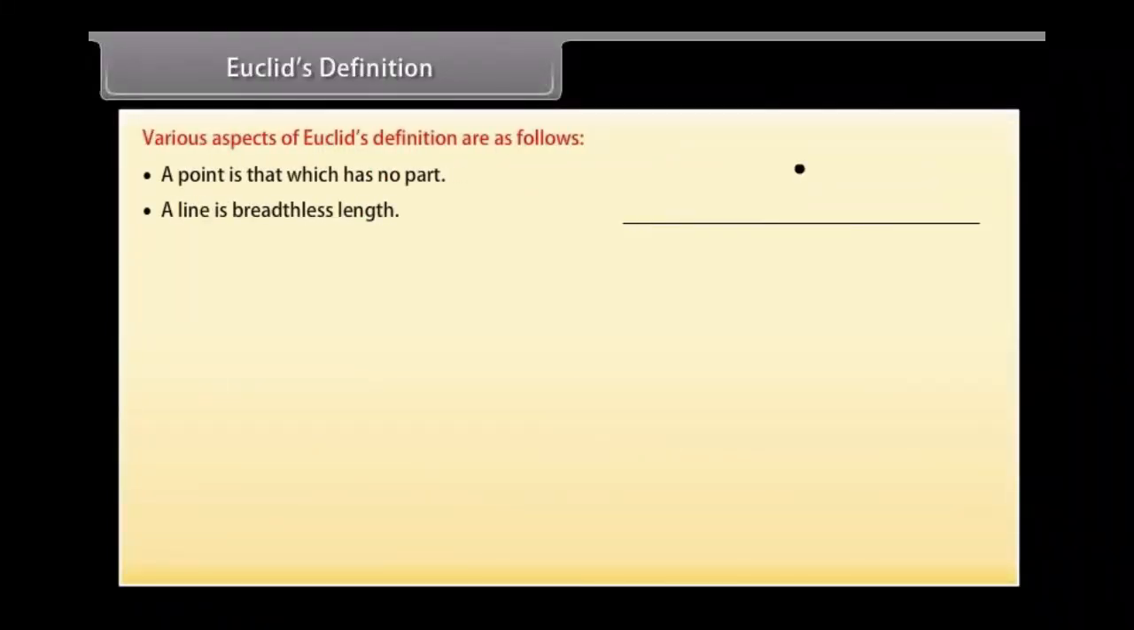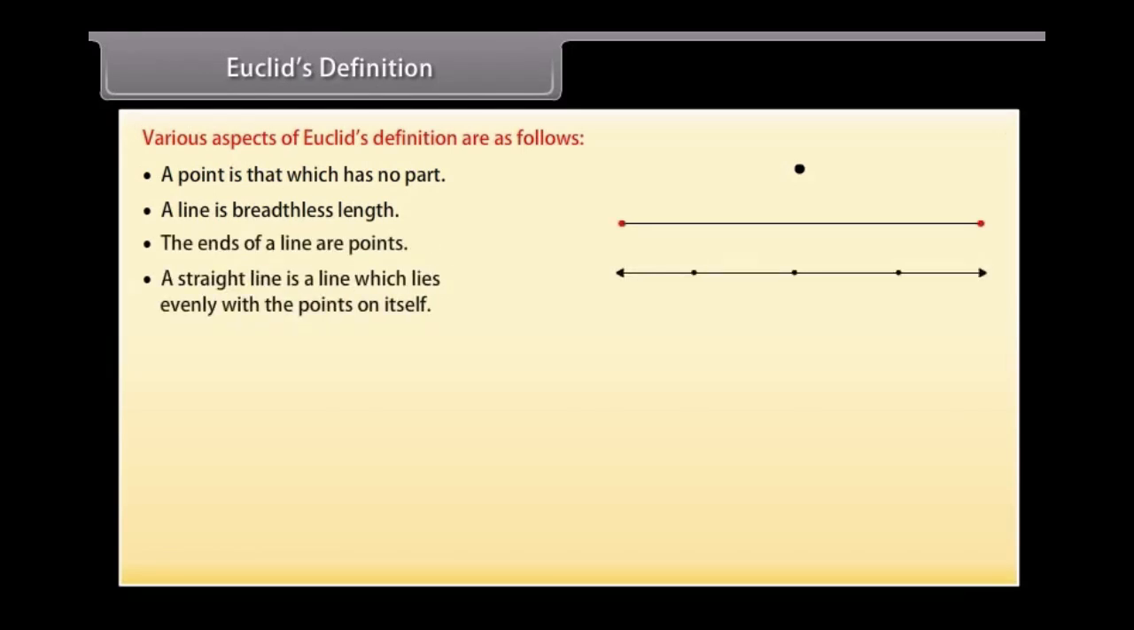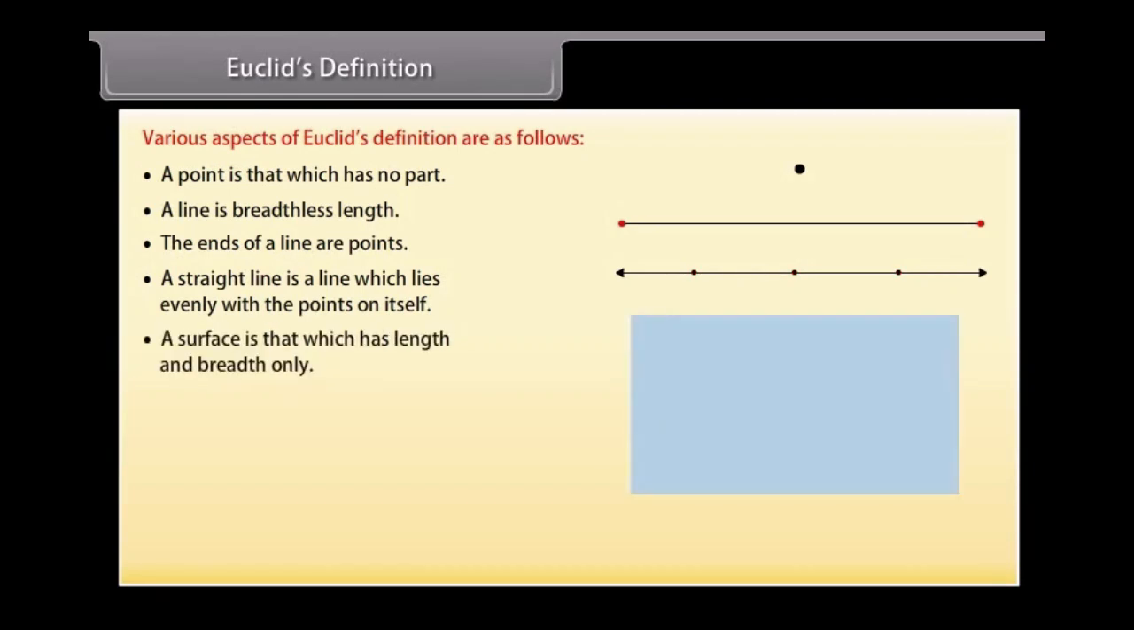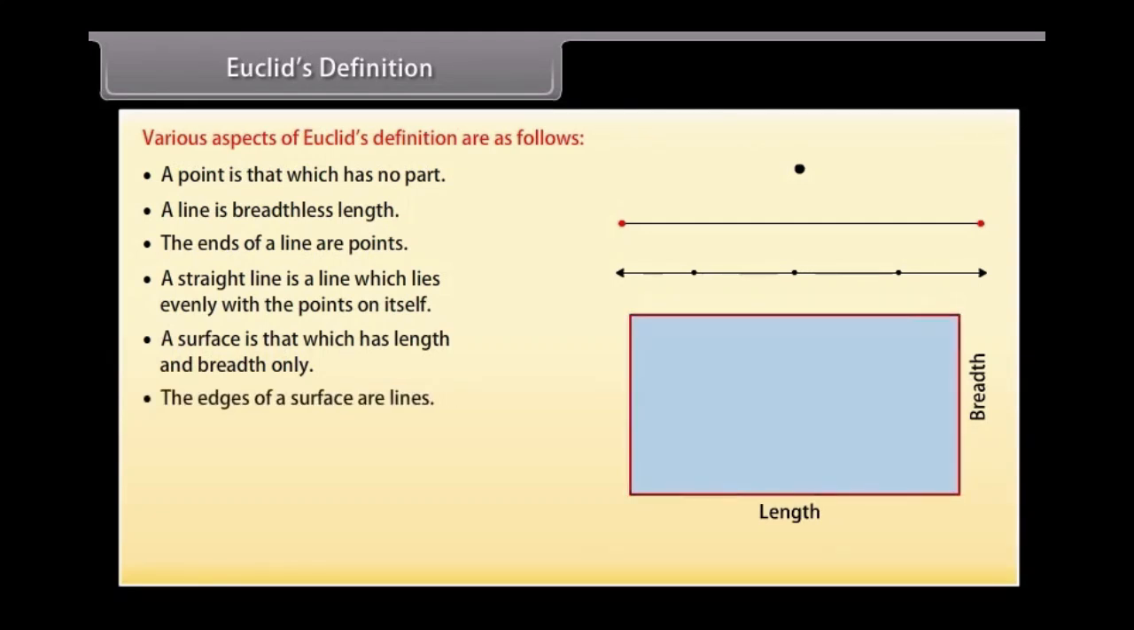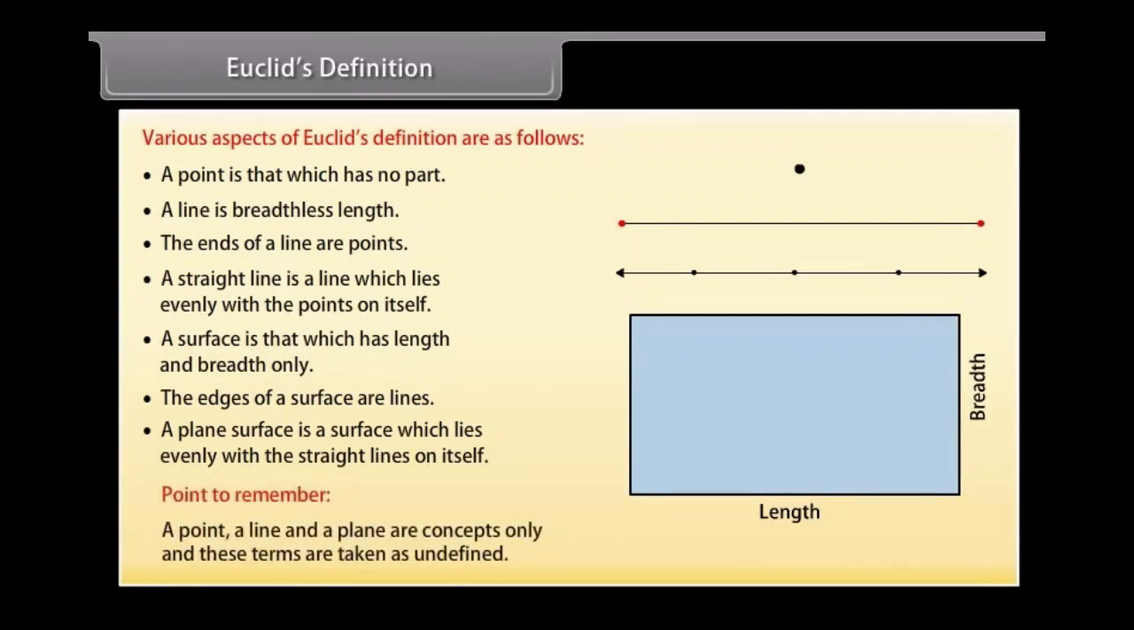A few of them are: a point is that which has no part; a line is breadthless length; the ends of a line are points; a straight line is a line which lies evenly with the points on itself; a surface is that which has length and breadth only; the edges of a surface are lines; a plane surface is a surface which lies evenly with the straight lines on itself. Point to remember: a point, a line, and a plane are concepts only, and these terms are taken as undefined.